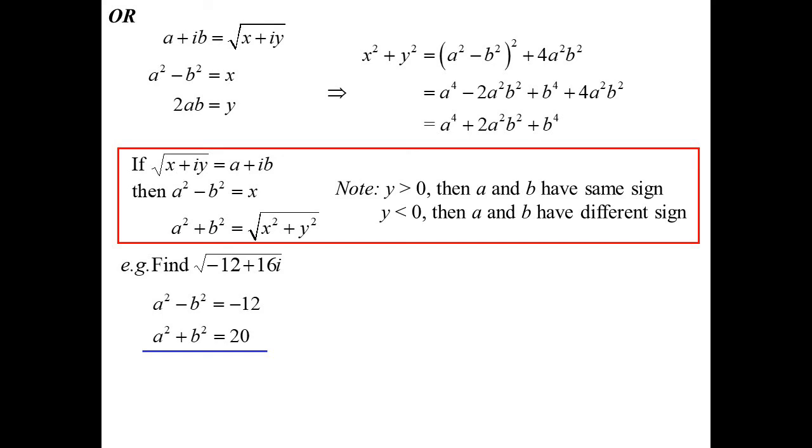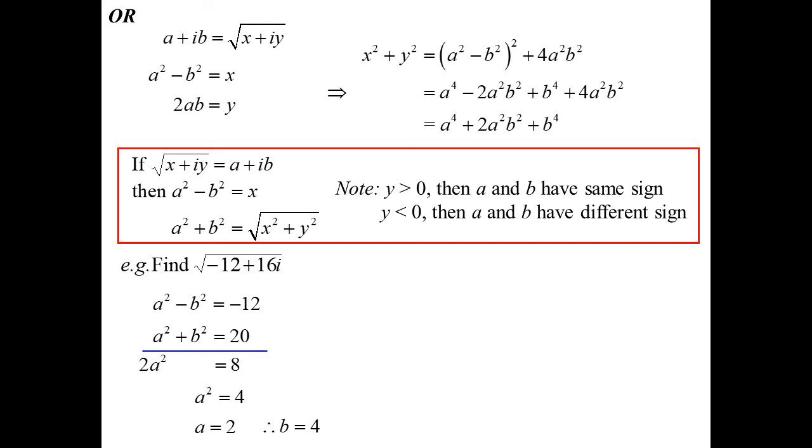16 squared is 256. Add them together, we get 400. Square root of 400 is 20. So a squared plus b squared is 20. And those simultaneous equations, I think, are a lot easier to solve than the previous ones. So if I add them together, the b squareds cancel. I end up with 2a squared is 8. So once again, I get a equals 2. I'm not worrying about the plus or minus here. So a is equal to 2. Therefore, b is equal to 4.